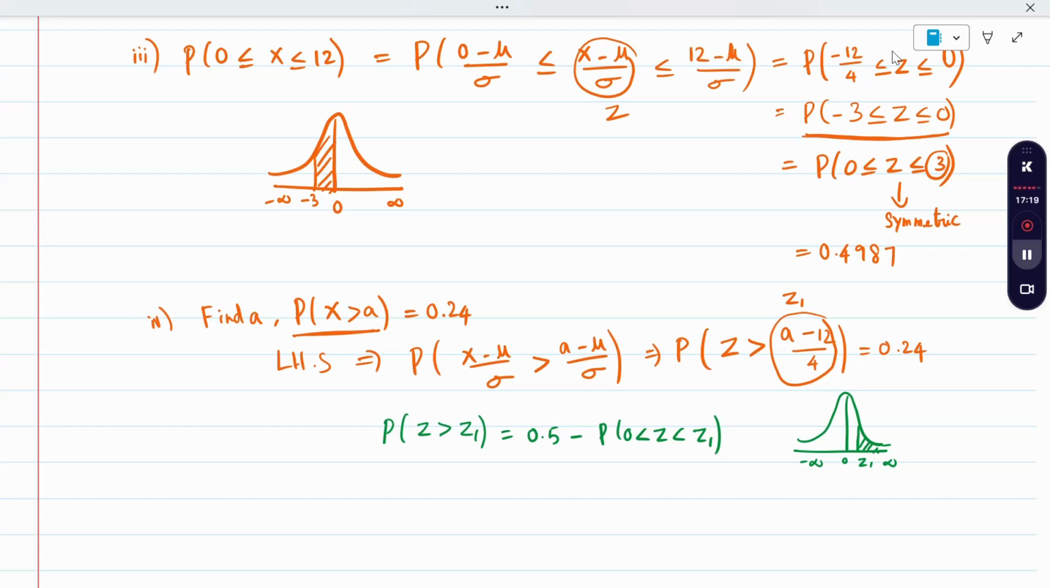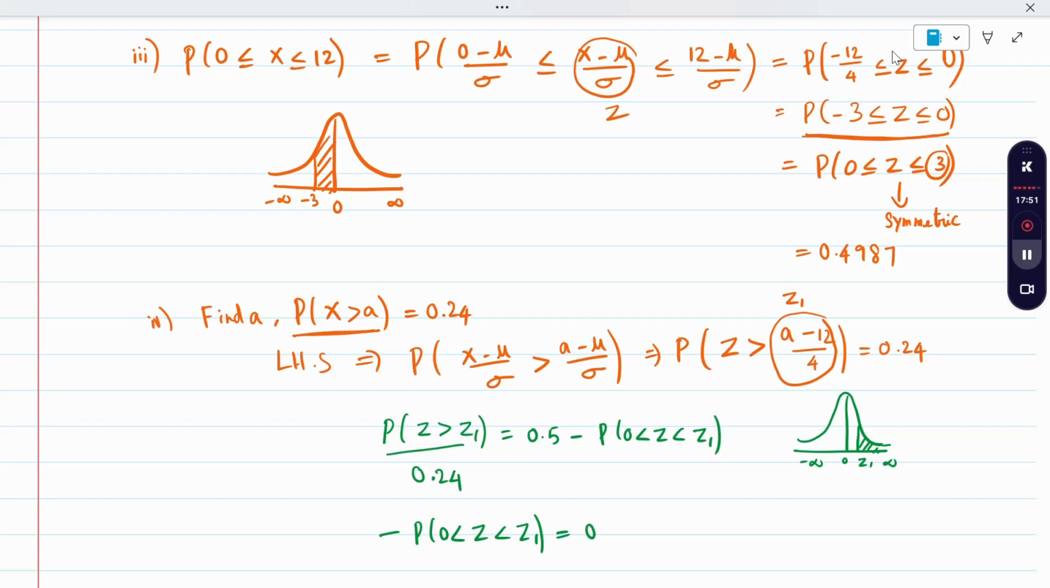Now we know the question: Z greater than Z1. So Z greater than Z1 is nothing but 0.24. The answer is given to be 0.24. Okay, so now what am I going to do? Minus probability of 0 is less than Z is less than Z1. I will have it as it is.